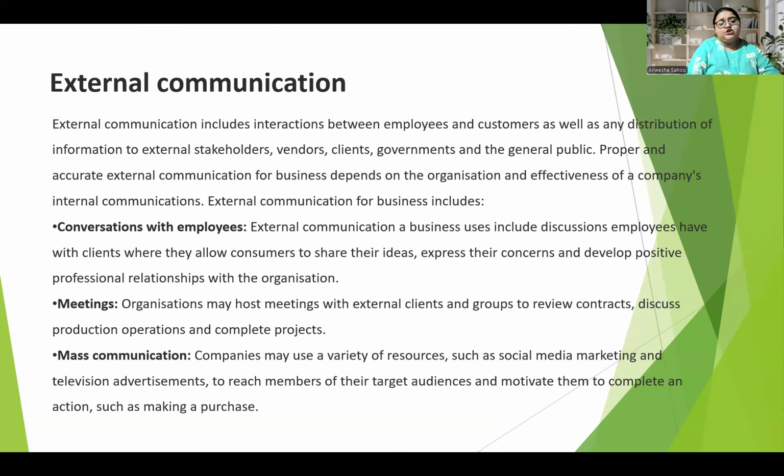So what do we mean actually? Conversation with employees. When employees converse with external agencies or external vendors regarding the business, or how the consumers are behaving with their product or how they are feeling about the product, they are collecting information about their concerns and developing a positive professional relationship for the organization that helps in profit maximization in the later phase of time.